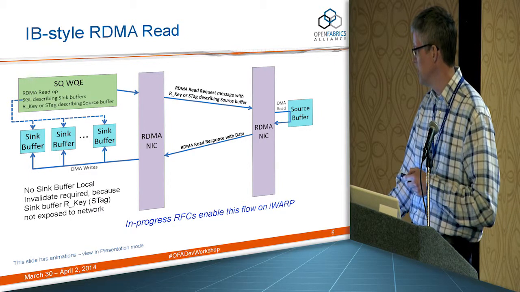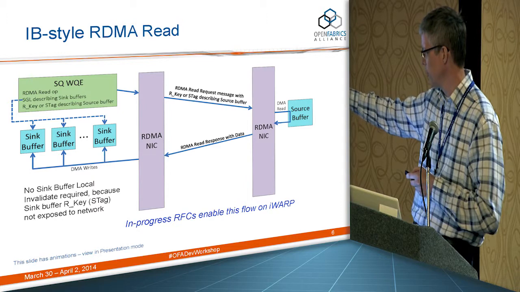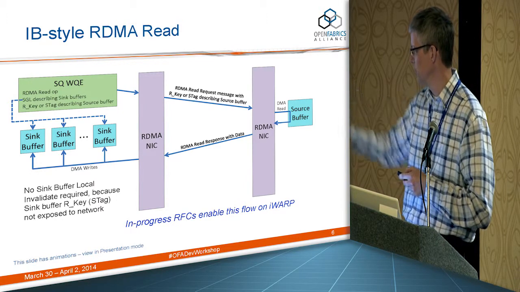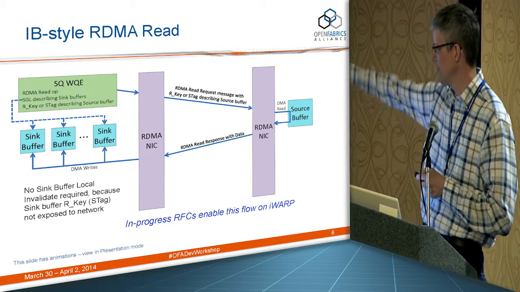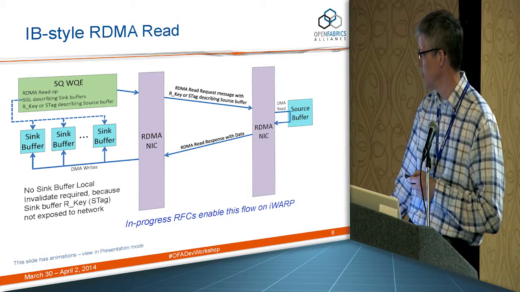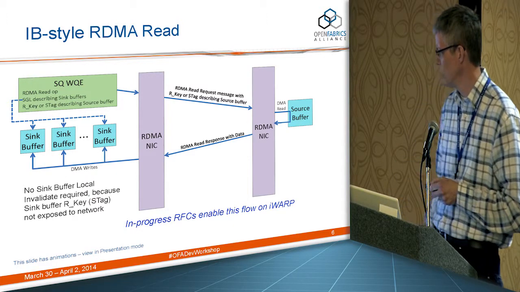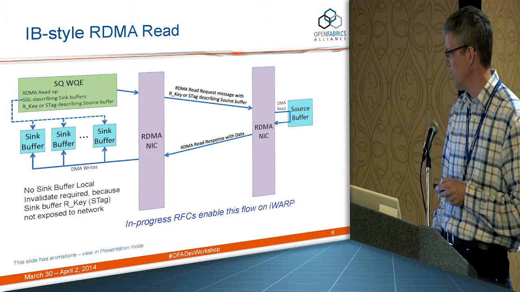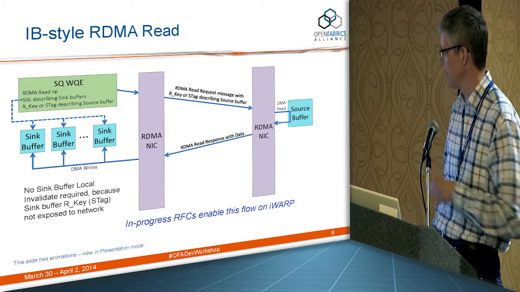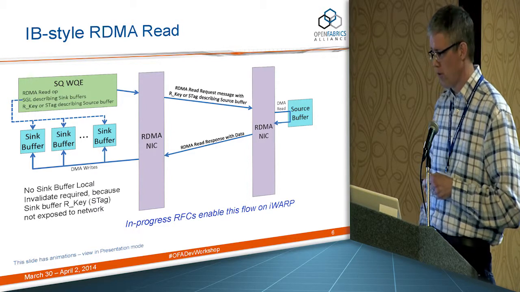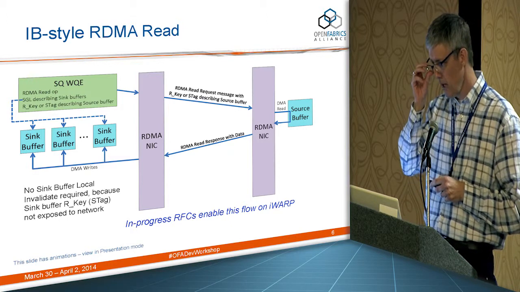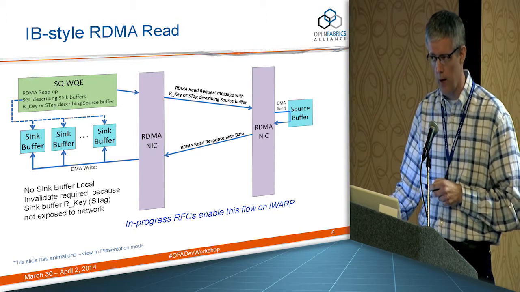And when the read response comes back, there's no tag, but the RDMA NIC on the sink side knows where to place the data because it's saving the information from the original SendQ WQE. So here there's no local invalidate required, which is a difference with how it works on the iWARP side. So the in-progress RFCs that I just mentioned will enable this flow on iWARP.